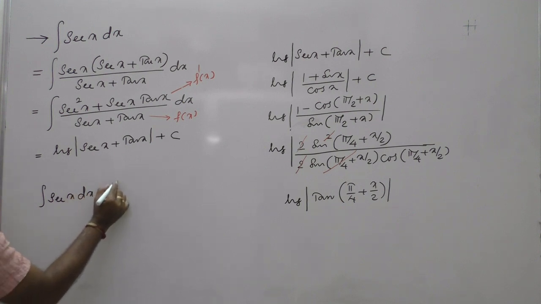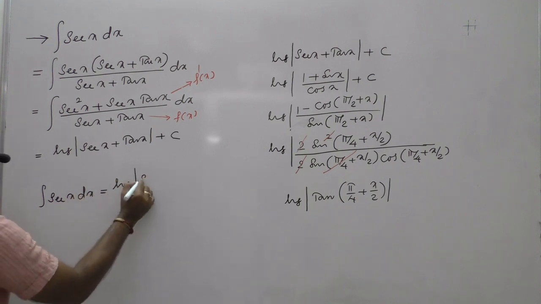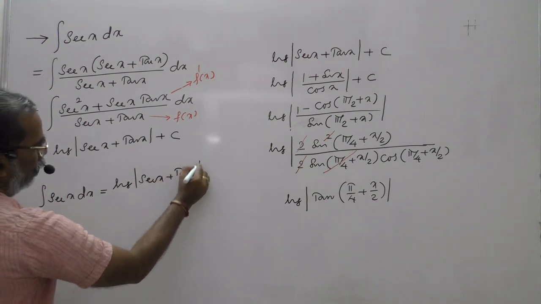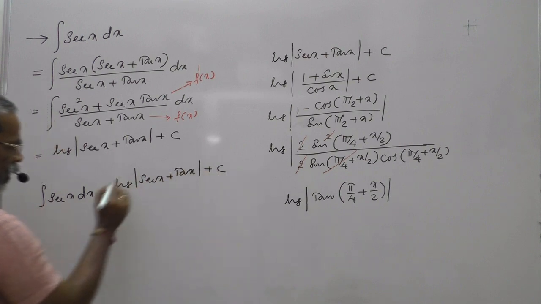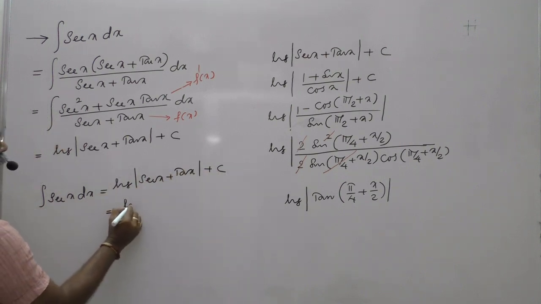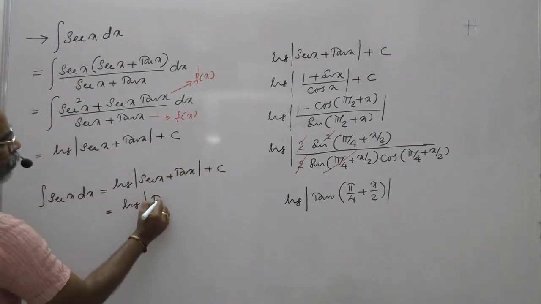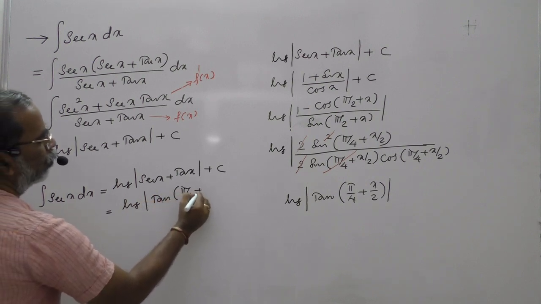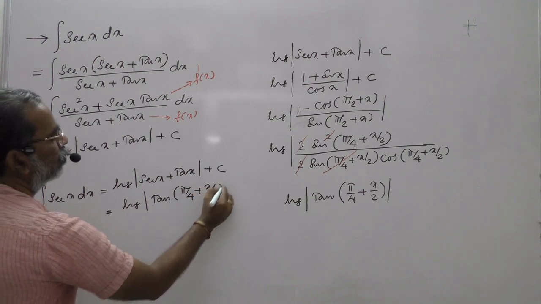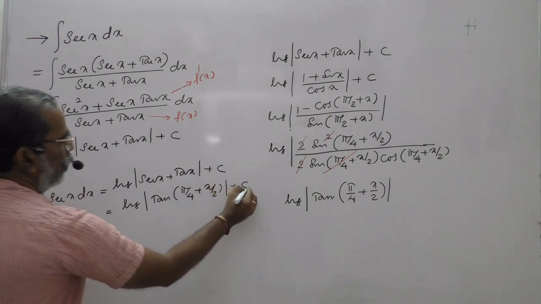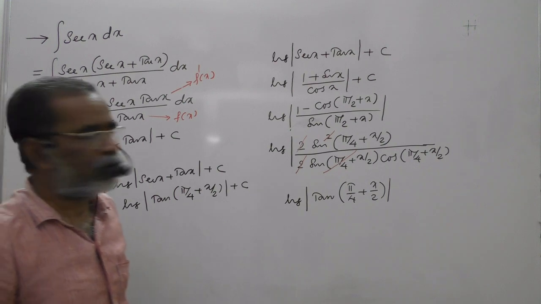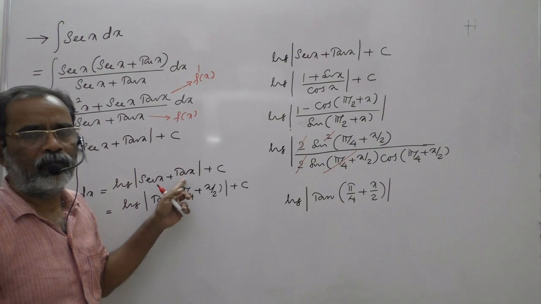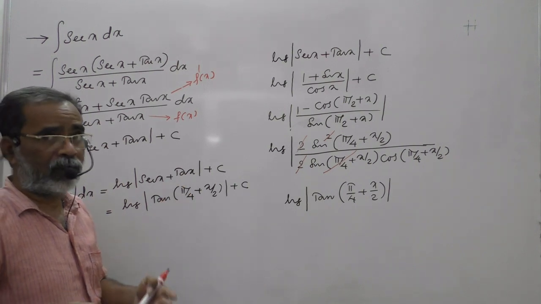It is equal to log of sec x plus tan x plus c. You can use this. It is also equal to log of mod tan of pi by 4 plus x by 2 plus c. In descriptive questions, you can apply any one. Generally, we apply the first one only. In objective, you should watch the options.